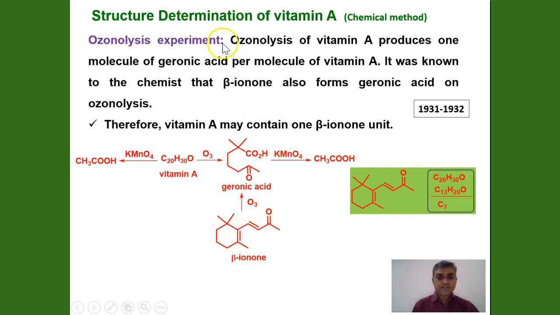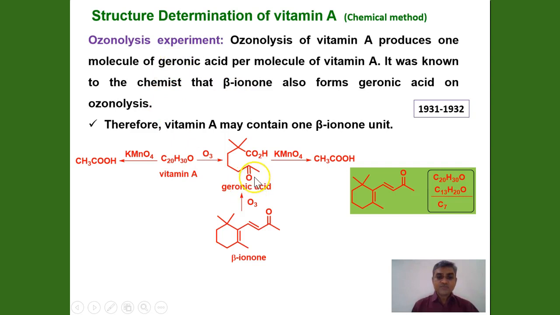When the structure determination of vitamin A was going on, chemists had very good literature support on the chemistry of beta-ionone. And beta-ionone on ozonolysis gives geronic acid. It was a known idea to the chemists at that time. So when vitamin A is subjected to ozonolysis, it forms geronic acid. Similarly, beta-ionone also gives geronic acid. So chemists thought that vitamin A must contain somewhere the beta-ionone type of skeletal structural unit.